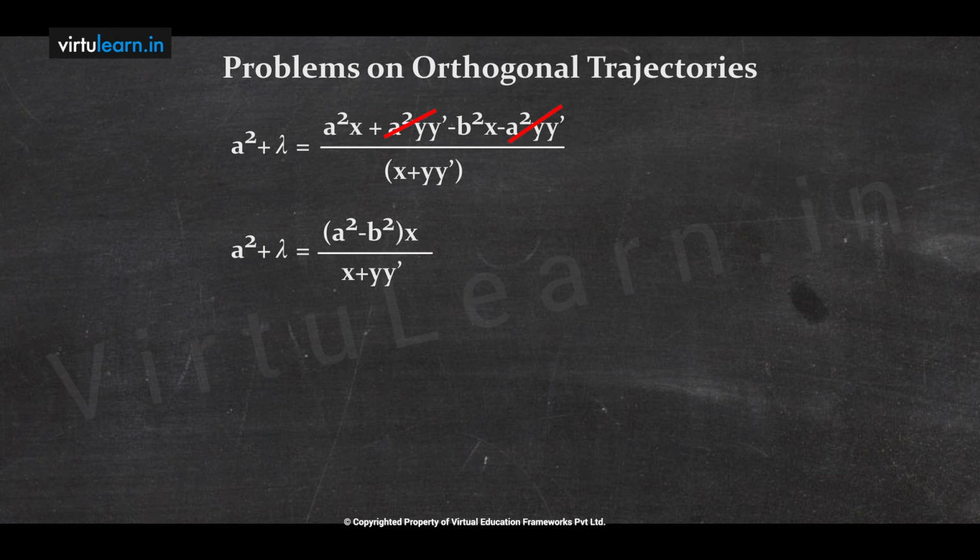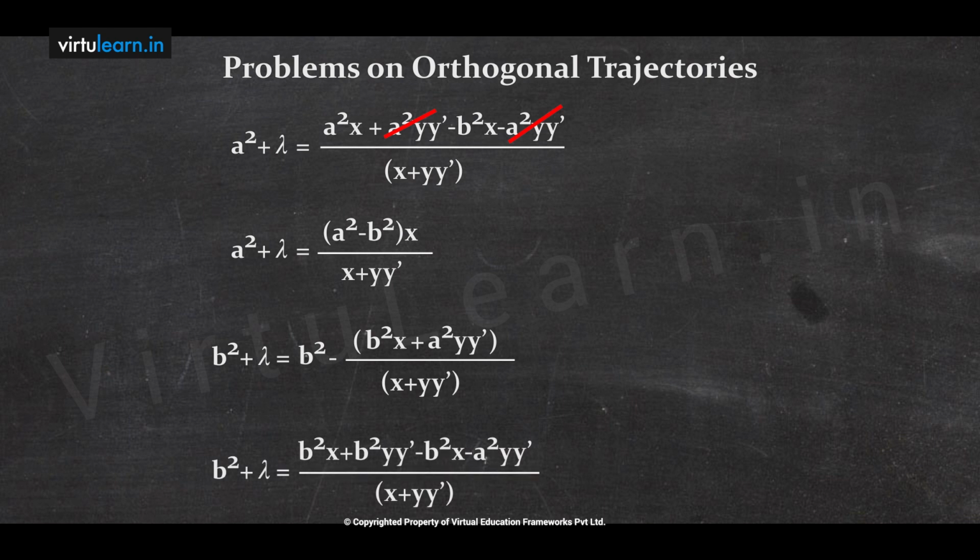Now what I will do, for that lambda, adding b square to equation number 2 on both sides. From that, b square plus lambda equals b square minus (b square x plus a square y dash) by (x plus y dash). Again the LCM is x plus y dash, then multiply b square with this LCM: b square x plus b square y dash minus b square x minus a square y dash.